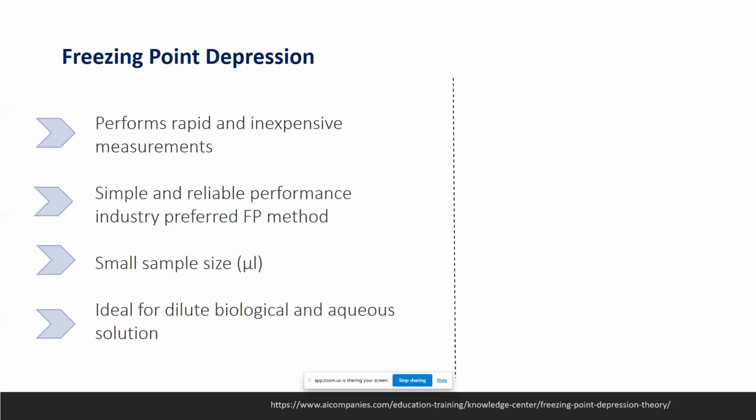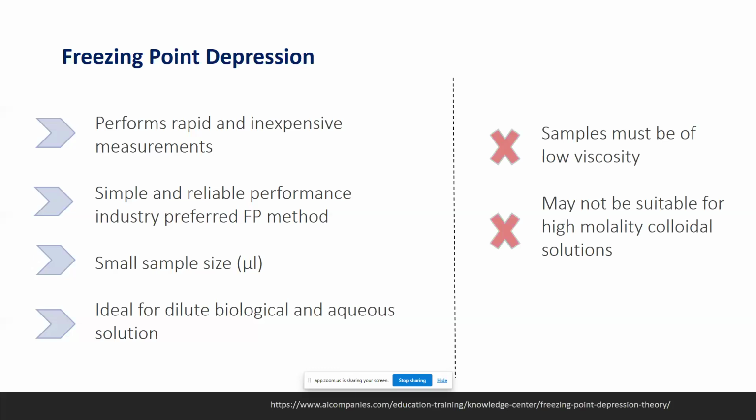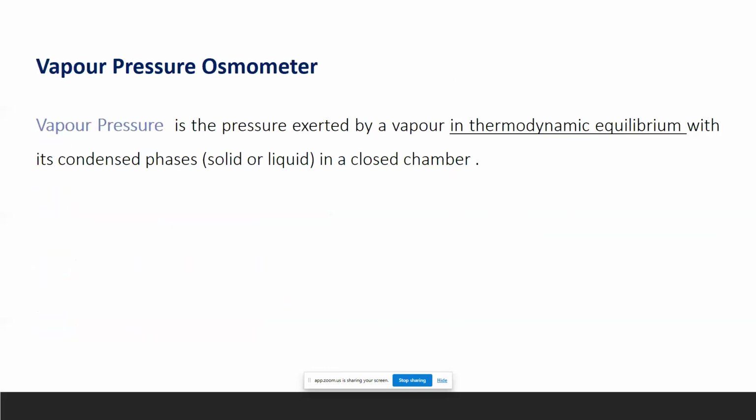So what are the pros of freezing point depression? They deliver the most rapid and accurate results with only very small sample sizes required. They're ideal for dilute biological and aqueous solutions. They're simple and reliable. It's the industry preferred method. But samples must be of low viscosity, and it may not be suitable for high molality colloidal solutions.